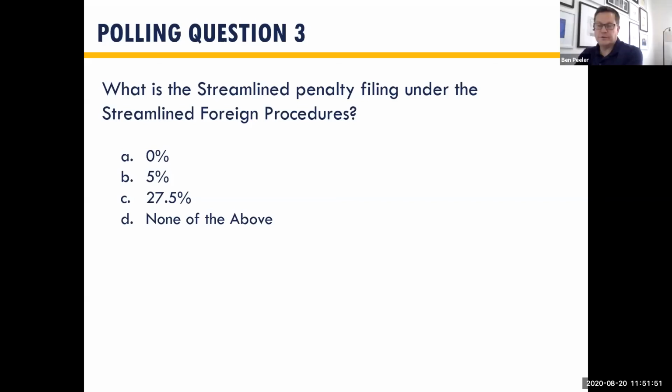And so you said 0 is the answer, right? Oh, let's see, the streamlined penalty under the foreign. I missed that. So streamlined foreign is 0%. So it even tricked me there. I got to read that a little bit closer. Anyway, yeah, you're right. So the streamlined foreign is 0%. The streamlined domestic is the 5% penalty.